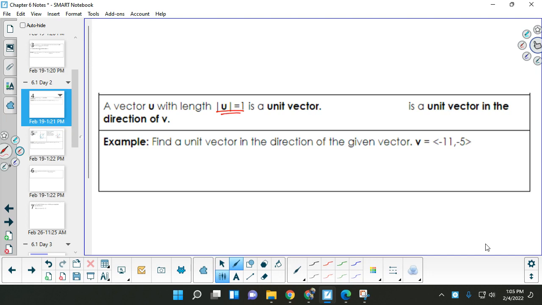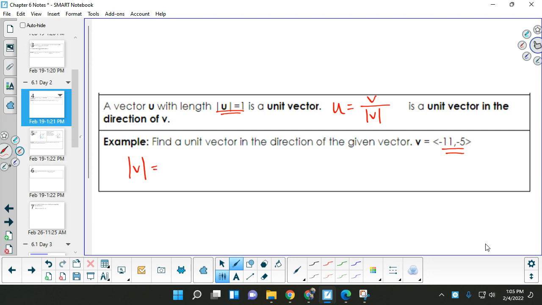And so the way that you would go about doing that is you would do u equals the vector divided by the magnitude of that vector. So the previous lesson was talking about how to find the magnitude, going back to using that distance formula. So the very first thing that we're going to want to do for example number 1, using this information, is find the magnitude of that vector.